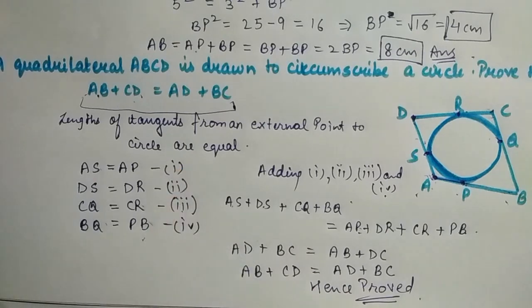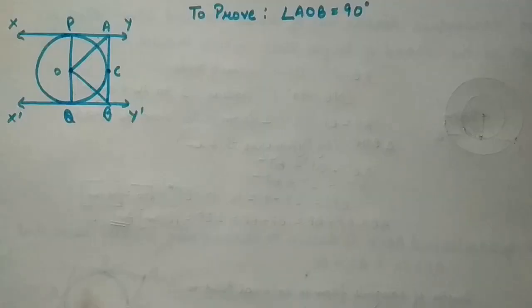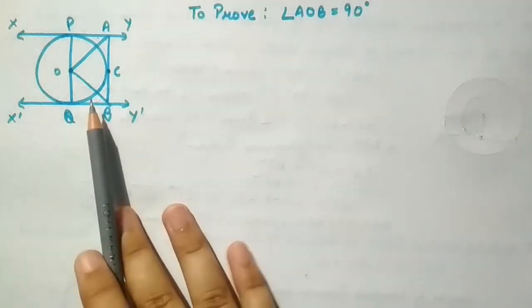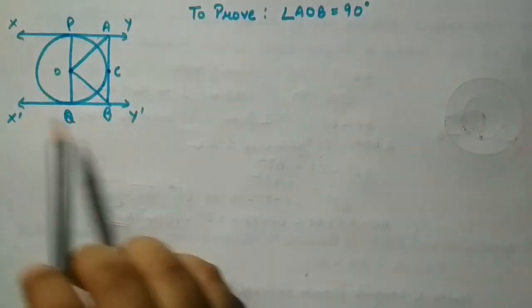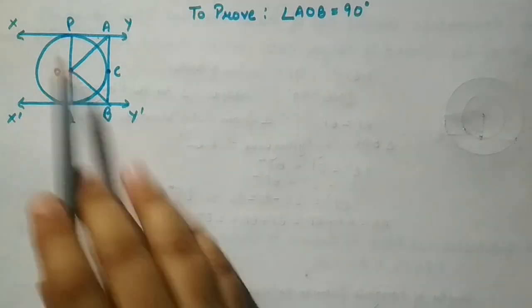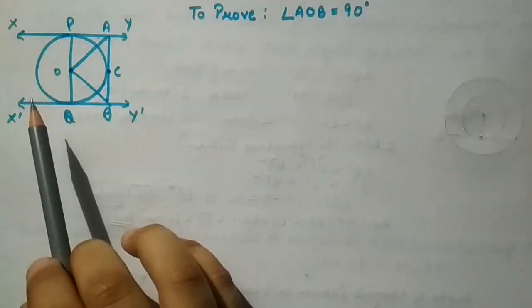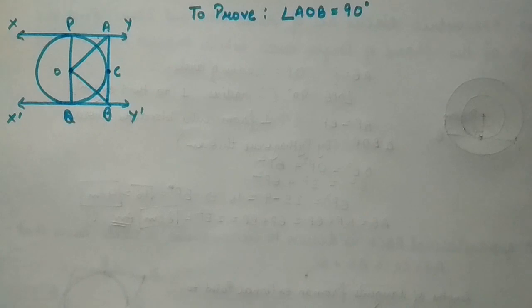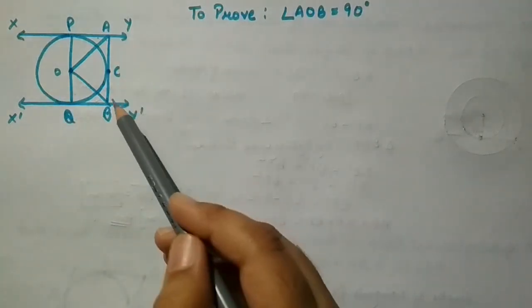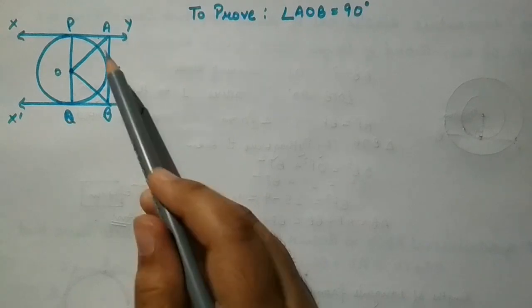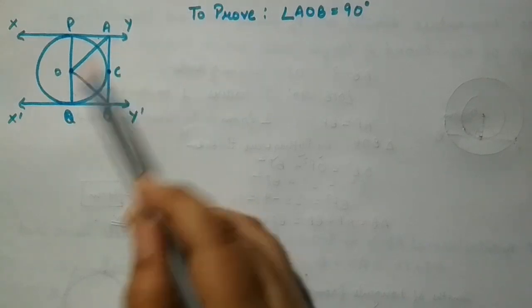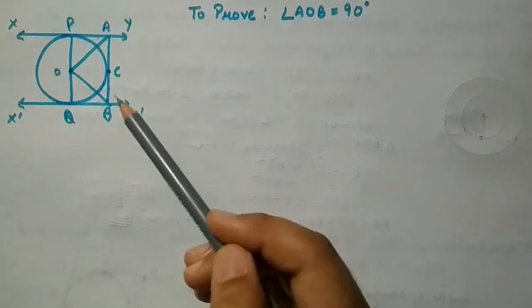Now let us see the next question. Now in this question, this figure is given to us where this is a circle and XY and X dash Y dash are the tangents to the same circle that are parallel to each other. And AB is also a tangent to the same circle where the point of contact is C. What we need to prove is, we need to prove angle AOB is equal to 90 degrees.